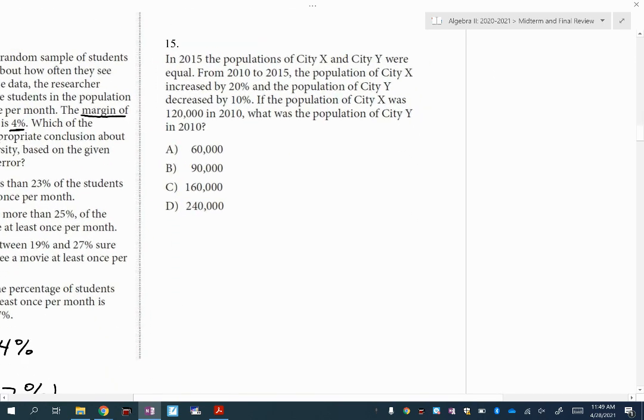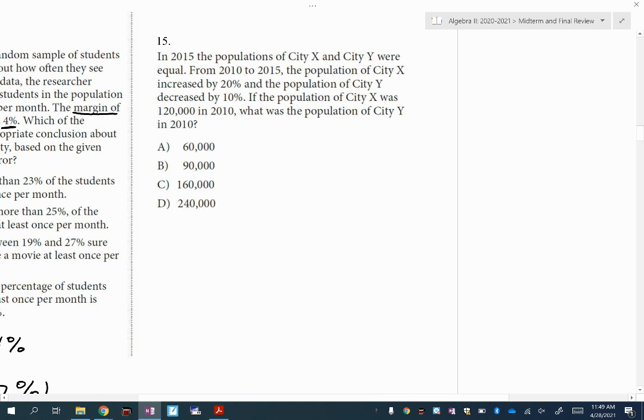Okay, number 15. We have 2015, city X and city Y have the same population. Okay, so the same population. In 2010, it says city X was 120,000. And we're trying to find the population for city Y in 2010. Now it gives us some more information. It says from 2010 to 2015, city X's population, so 120,000, increased by 20%.